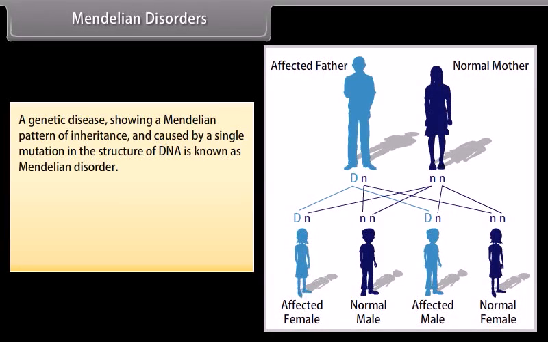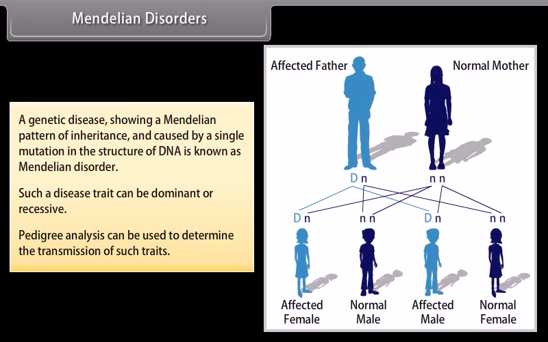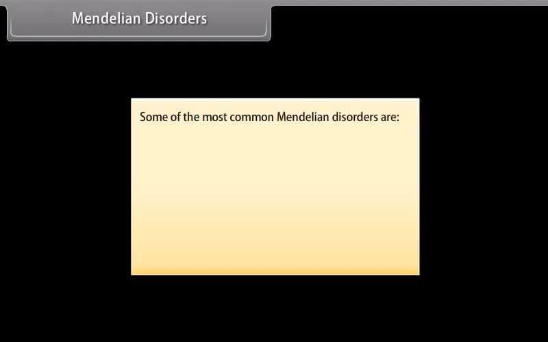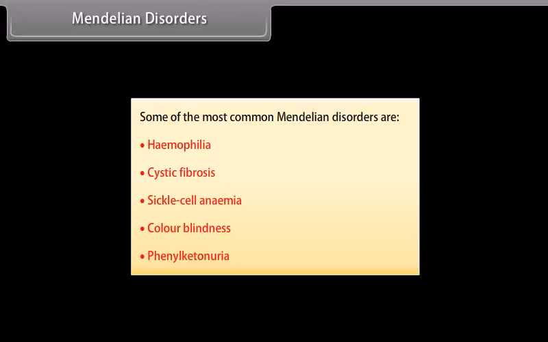Mendelian disorders. A genetic disease showing a Mendelian pattern of inheritance and caused by a single mutation in the structure of DNA is known as Mendelian disorder. Such a disease trait can be dominant or recessive. Pedigree analysis can be used to determine the transmission of such traits. Some of the most common Mendelian disorders are Haemophilia, Cystic Fibrosis, Sickle cell anemia, color blindness, Phenylketonuria.